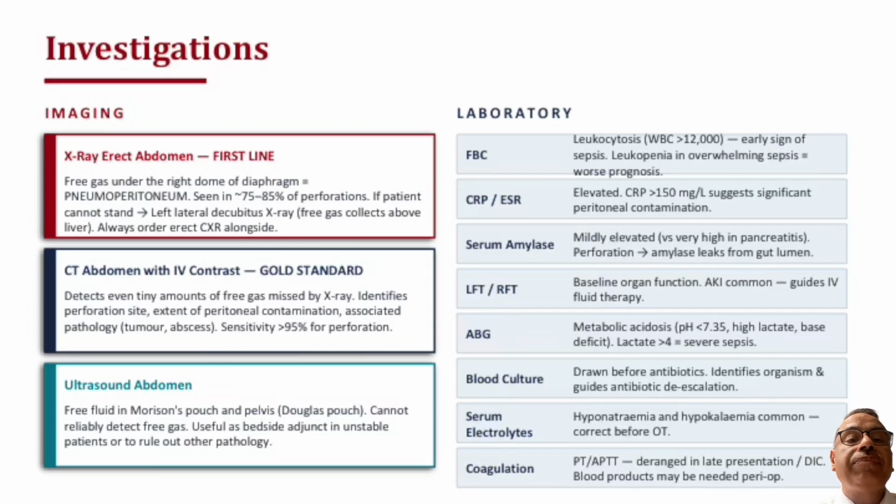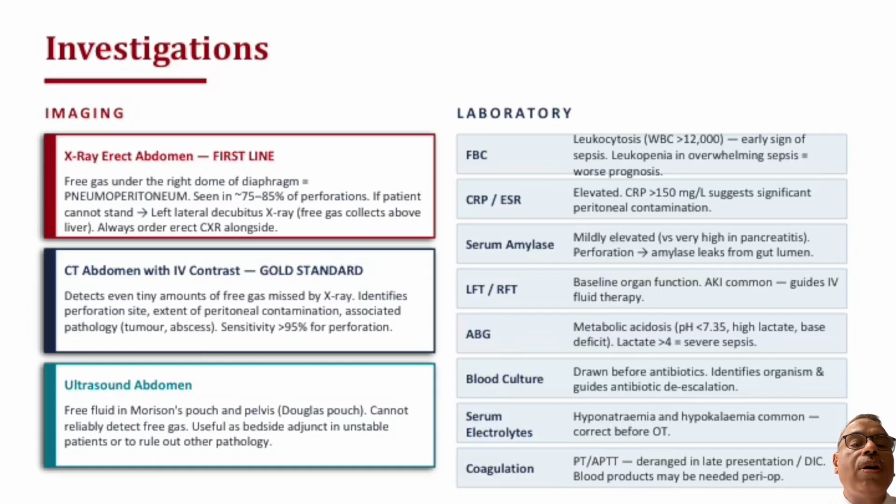CT abdomen along with IV contrast is the gold standard investigation. It detects even tiny amounts of free gas which may be missed by X-ray. It very clearly identifies the site of the perforation, the extent of peritoneal contamination, and the associated pathology, like what is the cause, whether it's a tumor or an inflammatory condition. It is more than 95% sensitive to diagnose perforation peritonitis. So CT contrast should be done in all patients suspected of hollow viscus perforation.